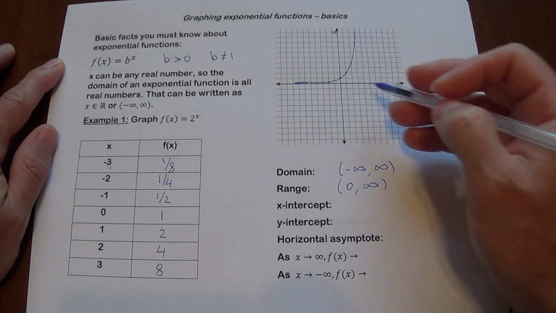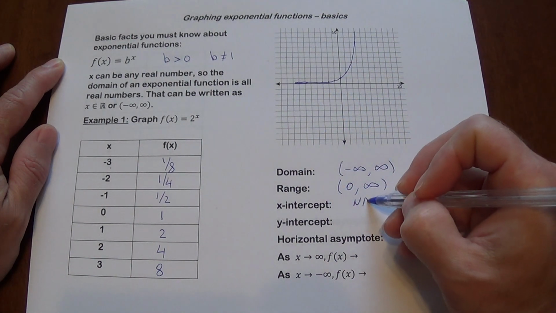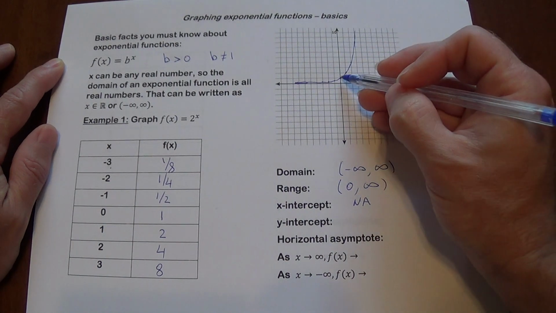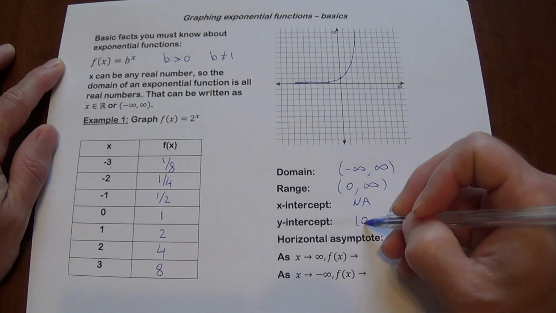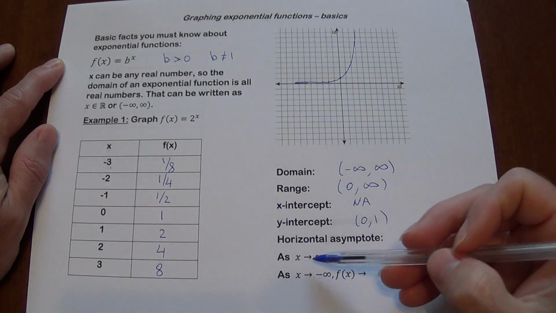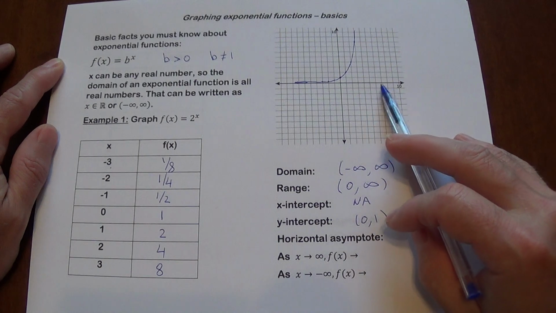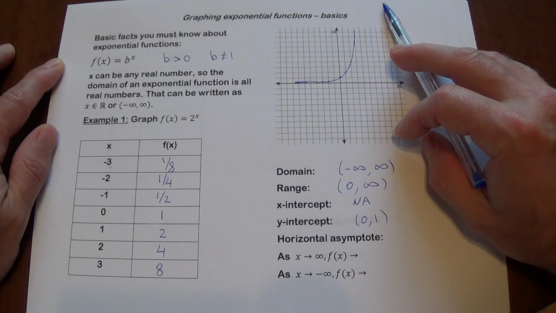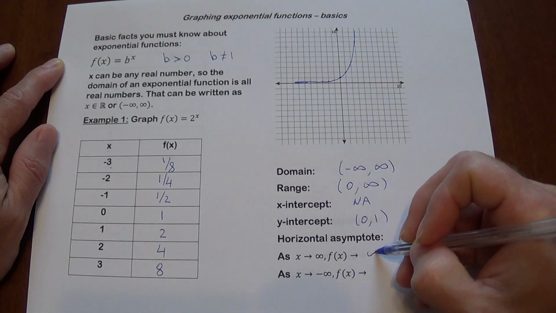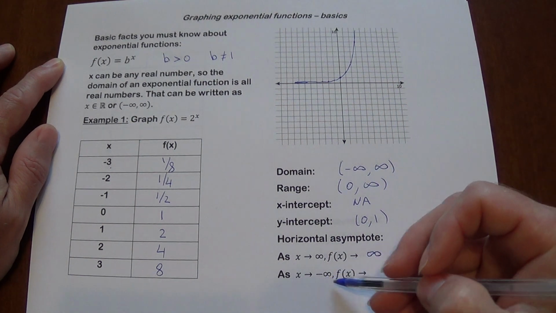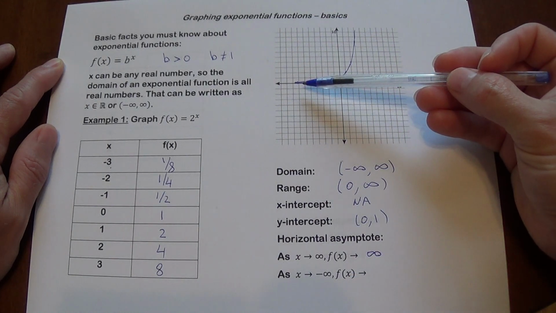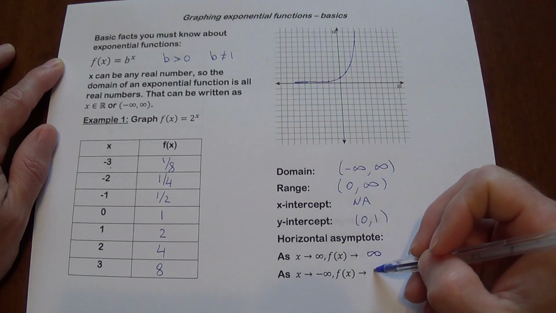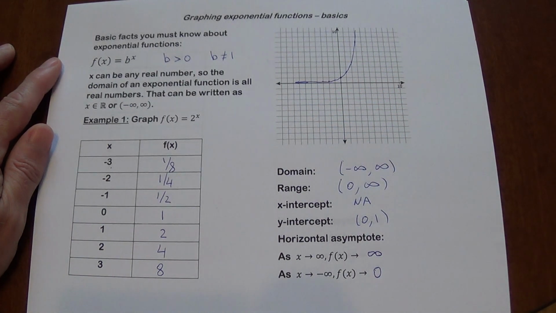The x-intercept: it does not cross the x-axis, so we don't have one. The y-intercept is right there, it's 0, 1. And a couple other things. As x goes to infinity, so we go to the right, what's happening with the value of y? Well, the value of y goes up to positive infinity. And as x goes to negative infinity, that's heading that way, the value of y is going to be getting closer and closer to 0. That's this graph.